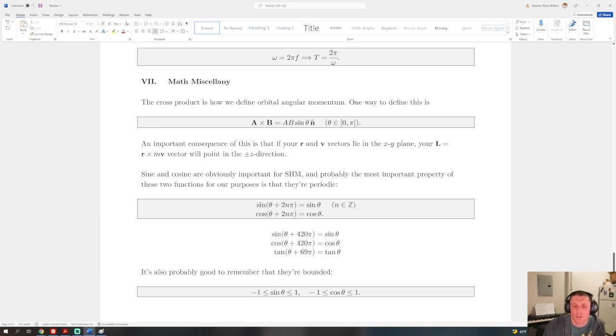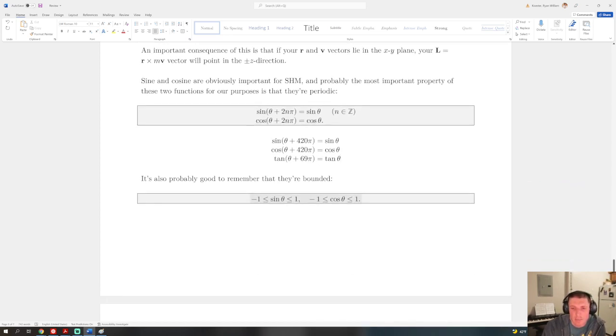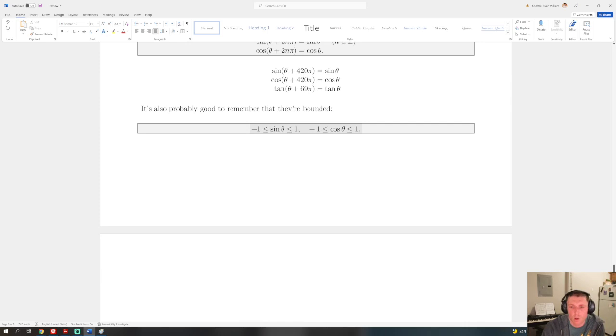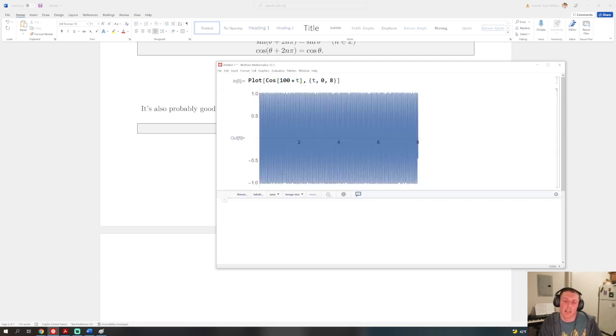But as far as also, and I think we touched upon this too, the thing is that these things are bounded between -1 and +1, right? Both sine and cosine. And it doesn't matter what our argument is. It doesn't matter what this theta is. I can just show you if I wanted to plot cosine of 100 times t, it's oscillating very, very quickly, right? But it's still bounded between 1 and -1, right?